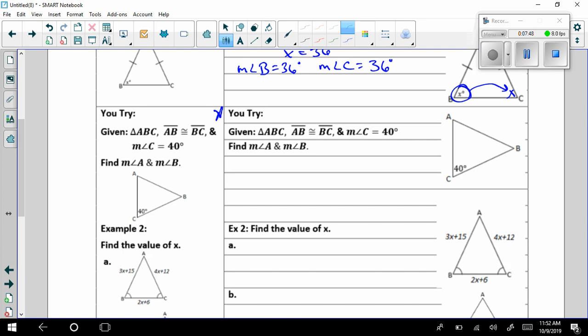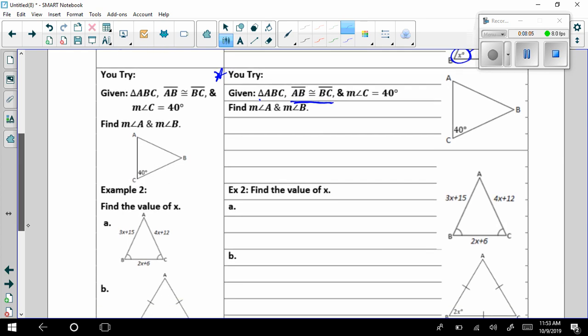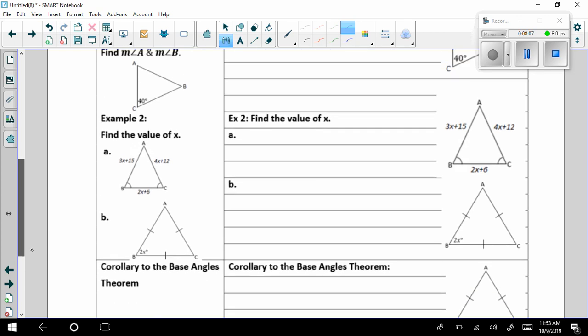Okay, so I'm going to have you try this one on your own. Find the measure of angle A and the measure of angle B. Mark your given information so that you know which sides are the legs and which side is the base. Okay, for this one, we're going to do it a little bit differently. We're not setting these equal to 180 because we know nothing about the angles.